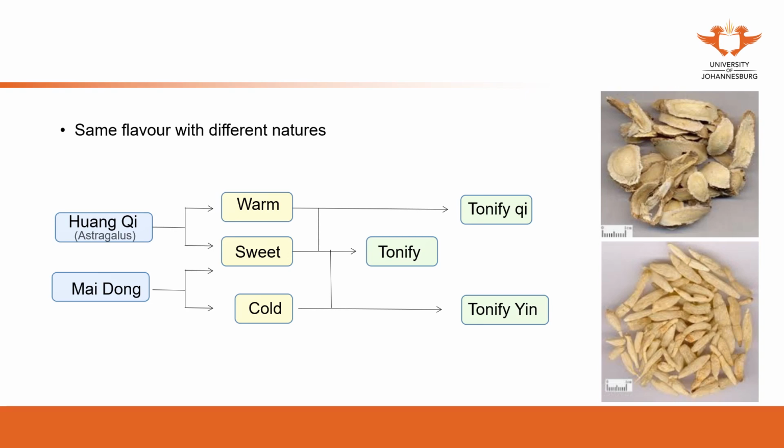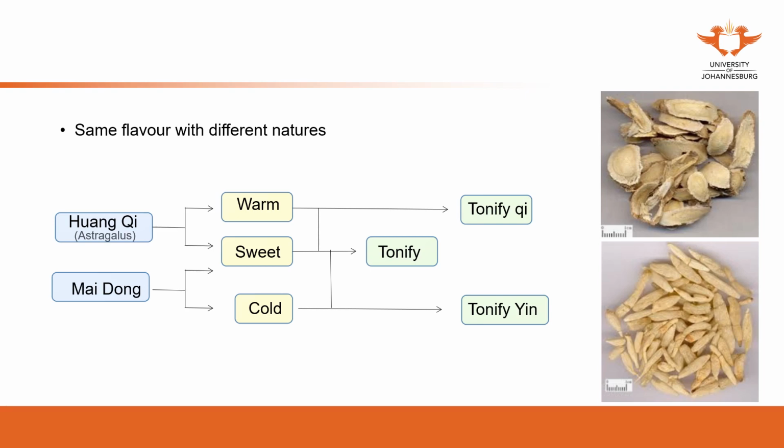Maidong is another herb. Maidong is cold and sweet. Cold and sweet can also tonify. So maidong can tonify yin, huangqi can tonify qi. While these 2 herbs can tonify different aspects, qi and yin, these 2 are actually in different categories. Qi is in the yang category because we cannot see the qi. Something formless is yang, something formed is yin.